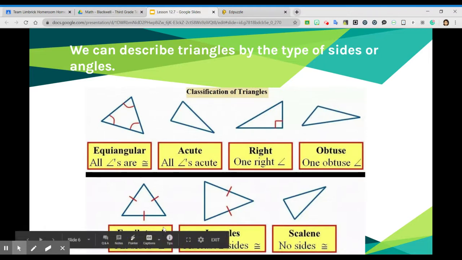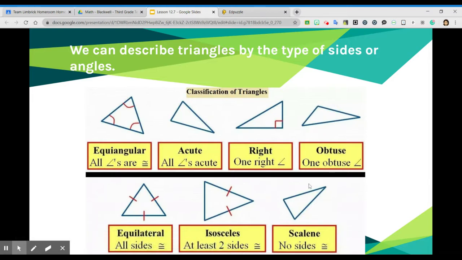We can also call triangles equilateral if all their sides are the same length. We can call them isosceles triangles if there are two sides that are the same length. And if no side lengths are the same, then we call it scalene, because none of them have equal sides.